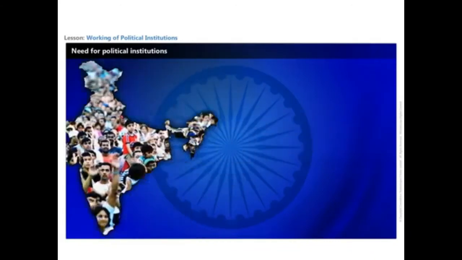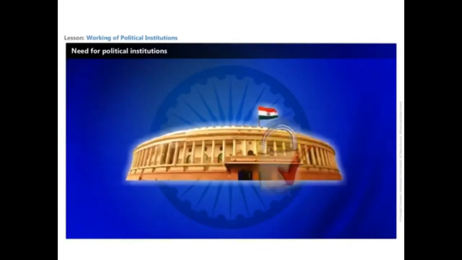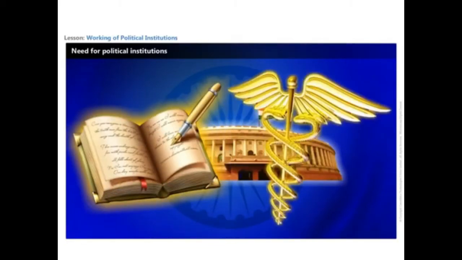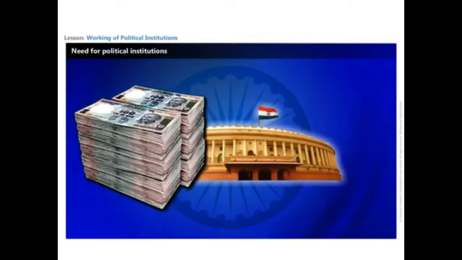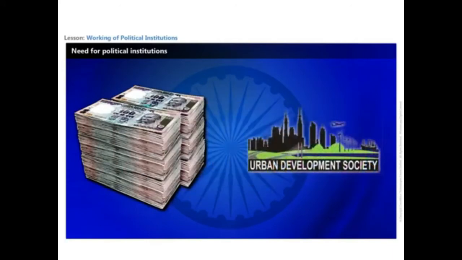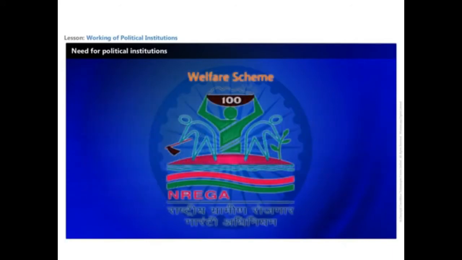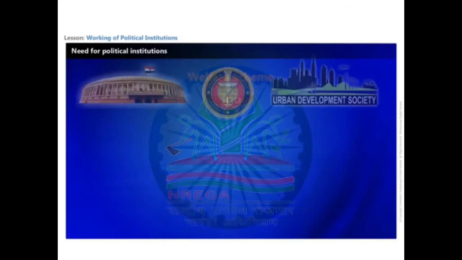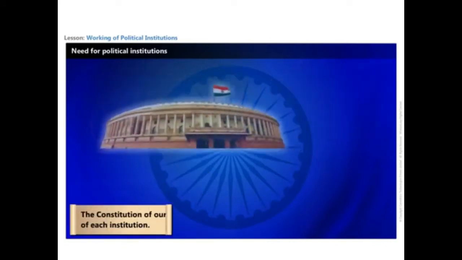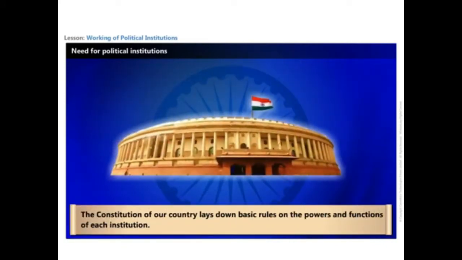In a democracy, the government is responsible for ensuring security to the citizens and providing facilities for education and health to all. It collects taxes and spends the money thus raised on administration, defense, and development programs. It also formulates and implements several welfare schemes. To attend to all these tasks, several arrangements are made in all modern democracies. Such arrangements are called institutions. The Constitution of our country lays down basic rules on the powers and functions of each institution.